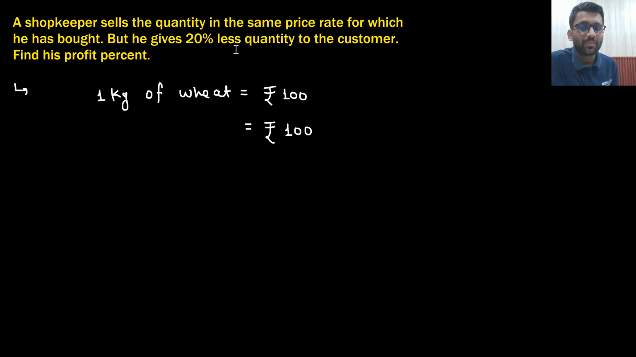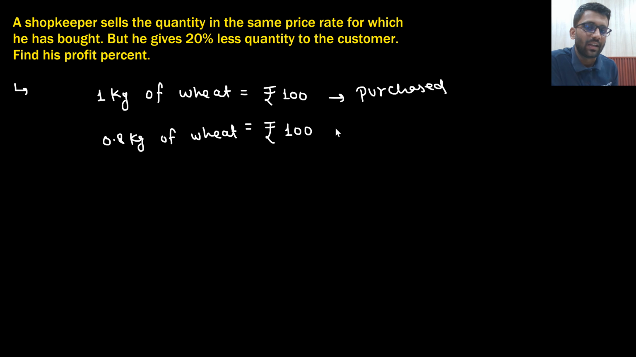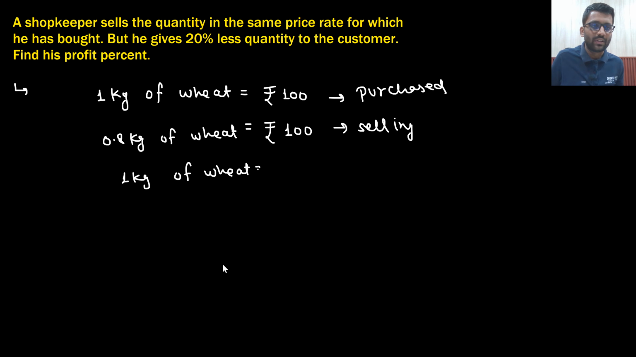But he is giving 20% less quantity. That means this is what he purchased. But he is giving 20% less quantity. What does that mean? He is giving 0.8 kg of wheat only. 20% less quantity in 100 rupees. This is what he is selling. So 1 kg of wheat he will give in how much rupees? So 100 by 0.8, what that would be? 125, right? 100 by 0.8 would be 125. Yeah. So in 125 rupees he will give.